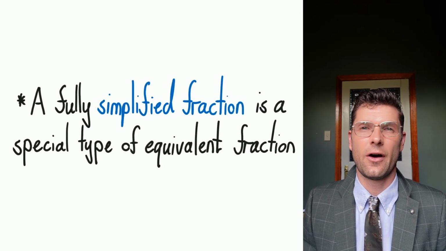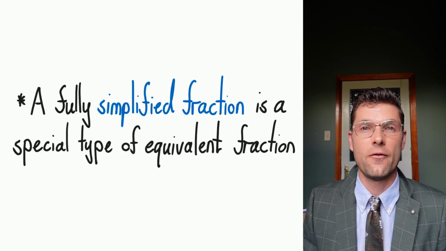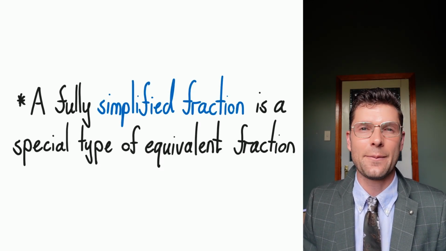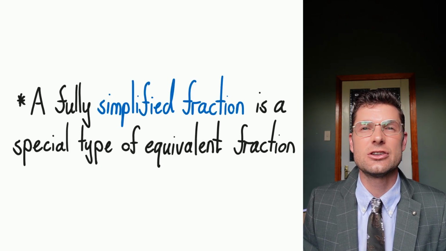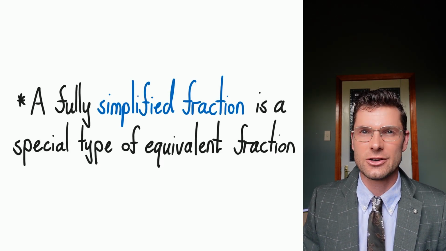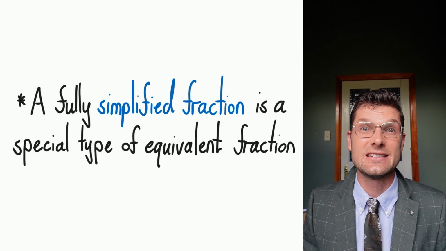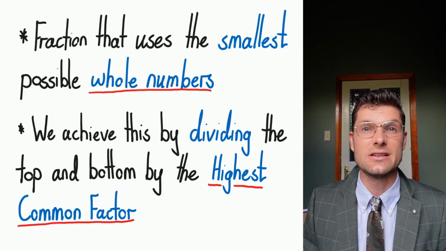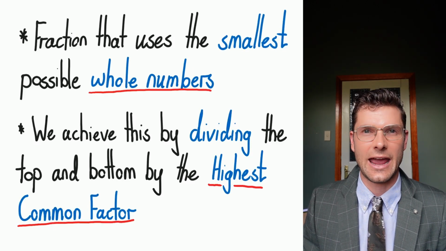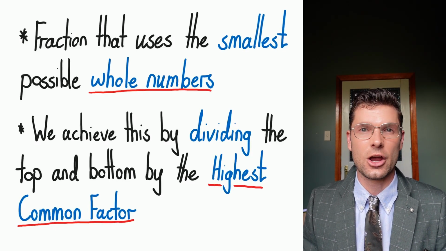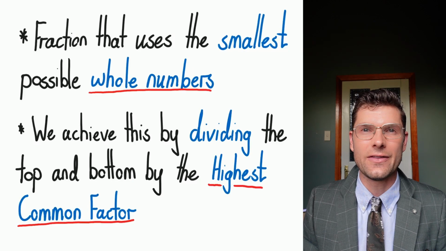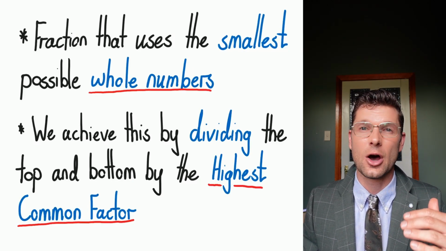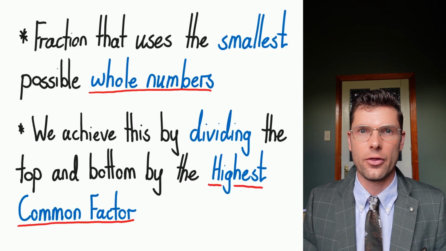So a fully simplified fraction is just a special type of equivalent fraction. We've already learnt the skills in the last lesson to absolutely ace this, but this time we're just looking for one equivalent fraction, the very special one, which is a simplified fraction. A simplified fraction is where the whole numbers are as small as they possibly can be while still being equivalent. The way that we find this is by finding the highest common factor between the numerator, or the number on the top, and the denominator, the number on the bottom.